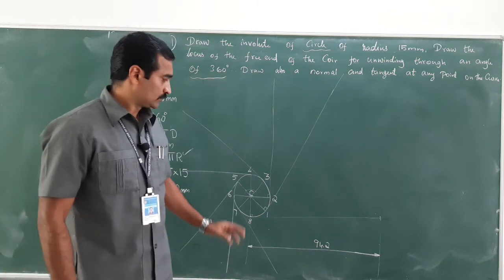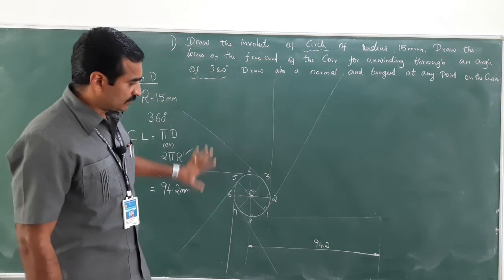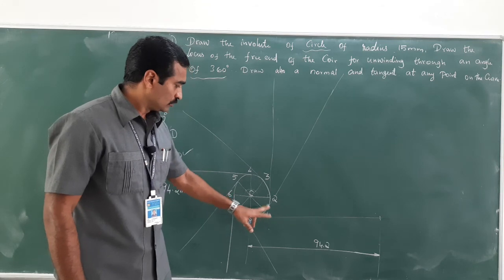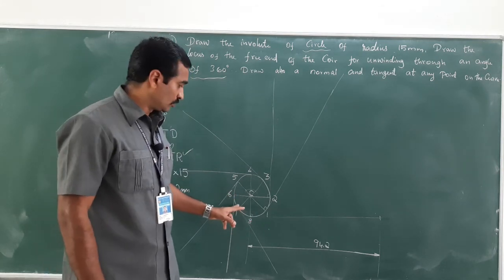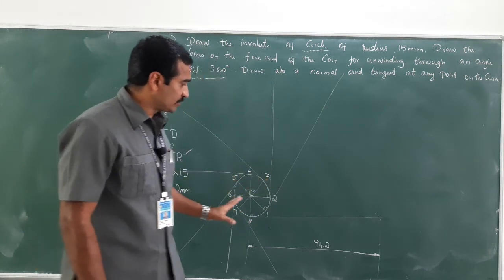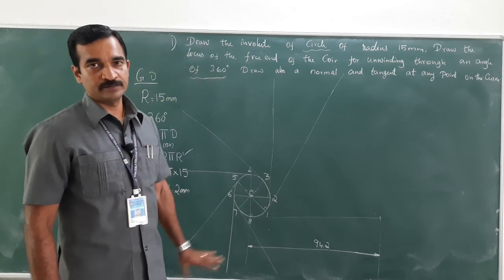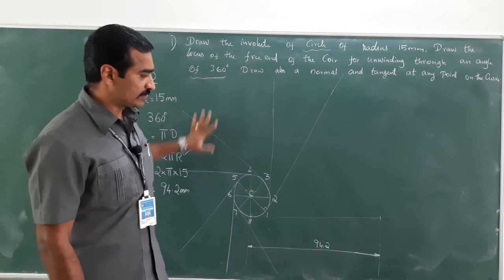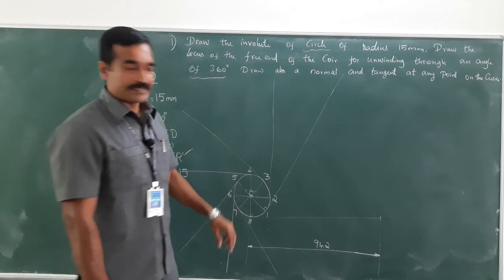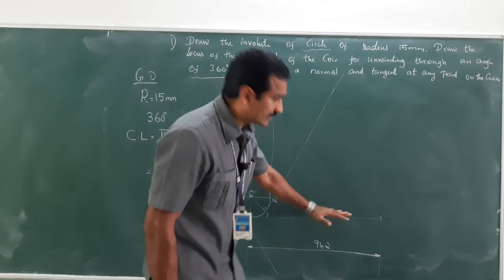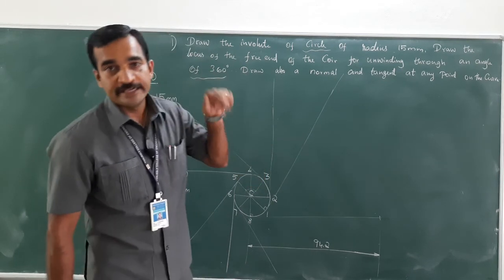Got it? So for all the points, starting from 8 to 7, you'll have to draw tangential lines, which should be 90 degree to it. I have drawn the tangential line for all the points. What is next? I have to divide this circumference length into 8 equal parts.